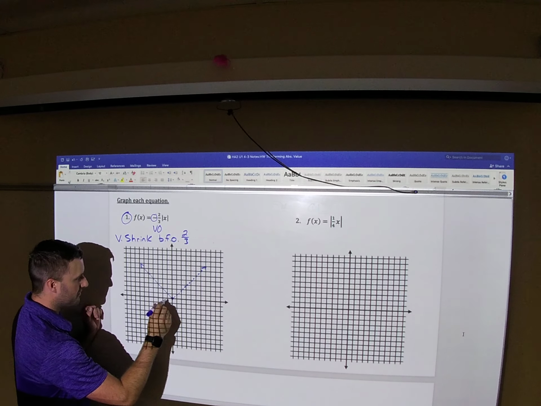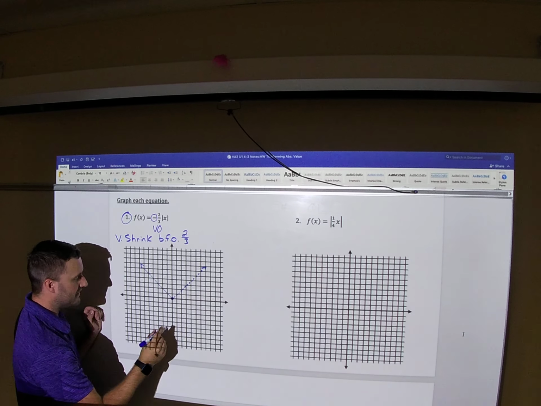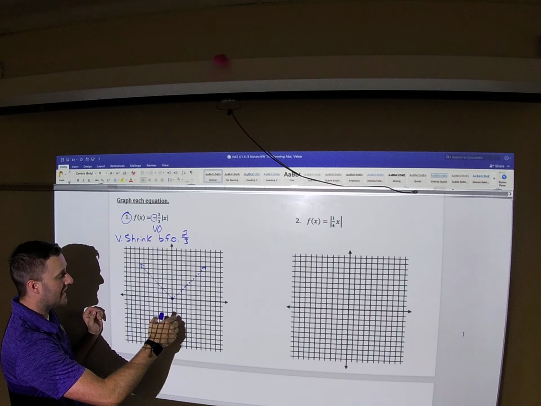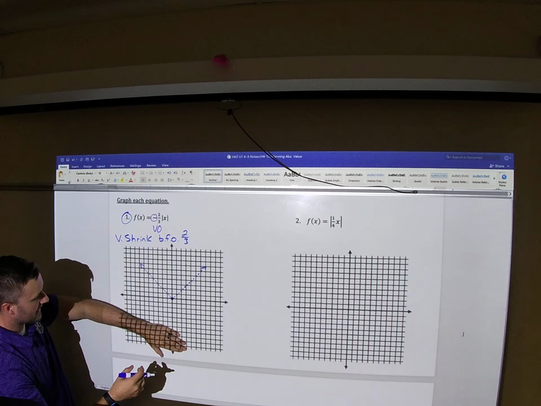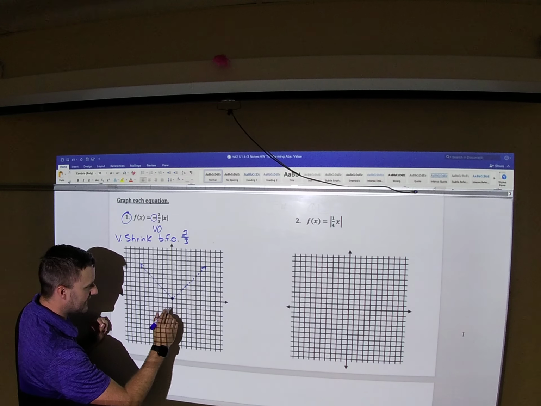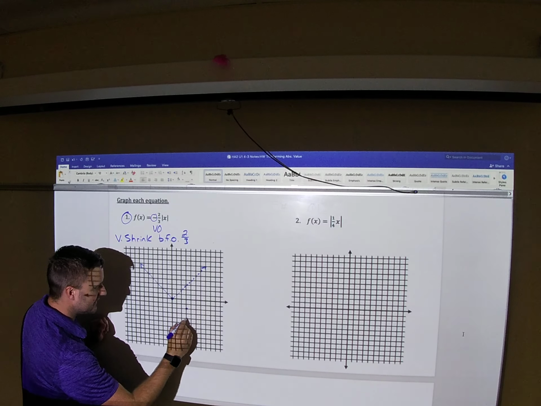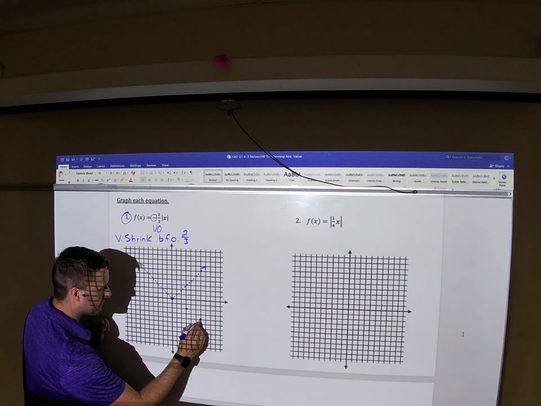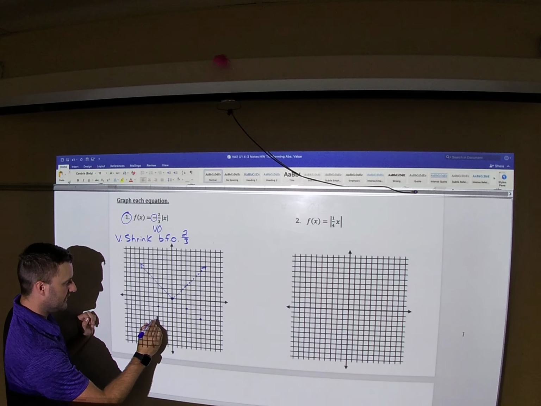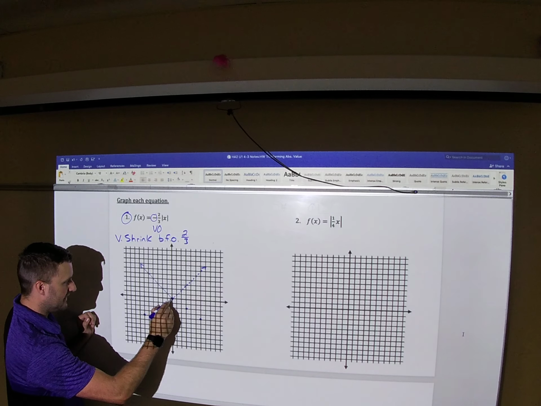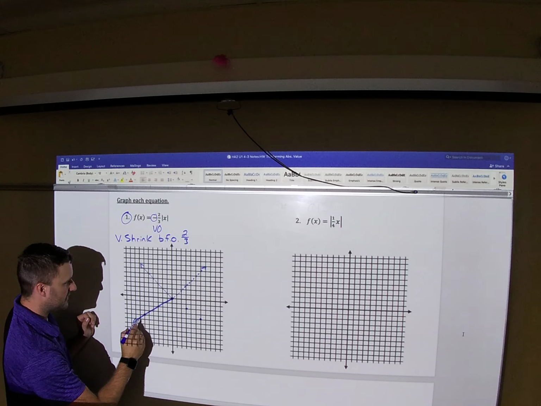So still starting from the origin, but because it opens down, instead of going up to right 3, I actually need to go down to right 3 because it's flipping over the x-axis and it's pointing down. So down to right 3, down to right 3. In the same way, I'm going to go down to left 3 and down to left 3. And so this V shape still is getting wider.